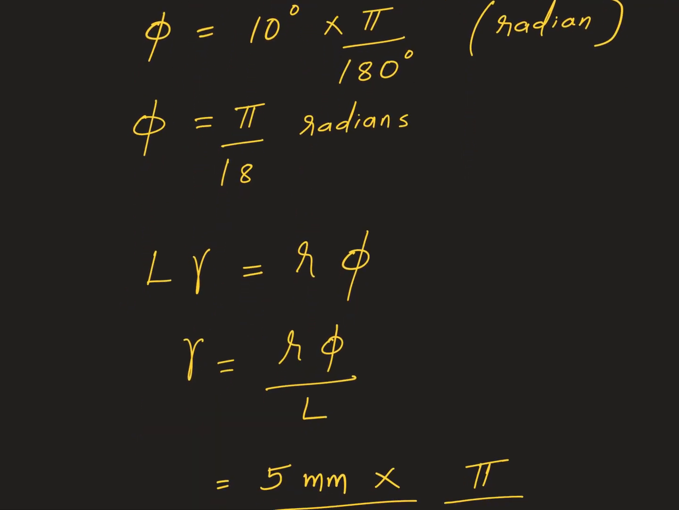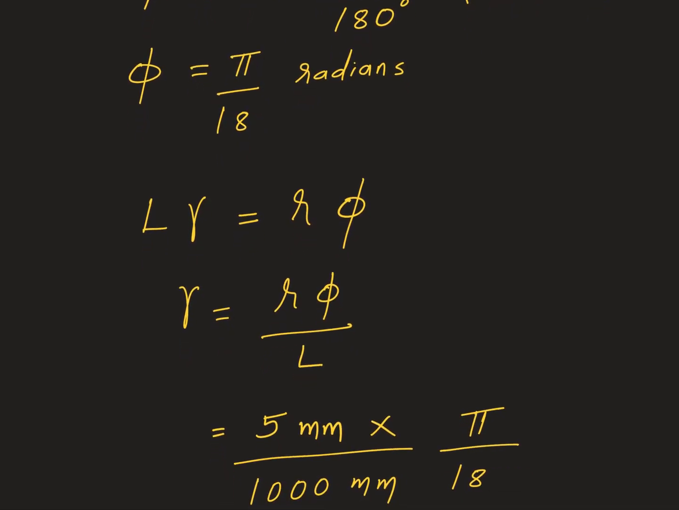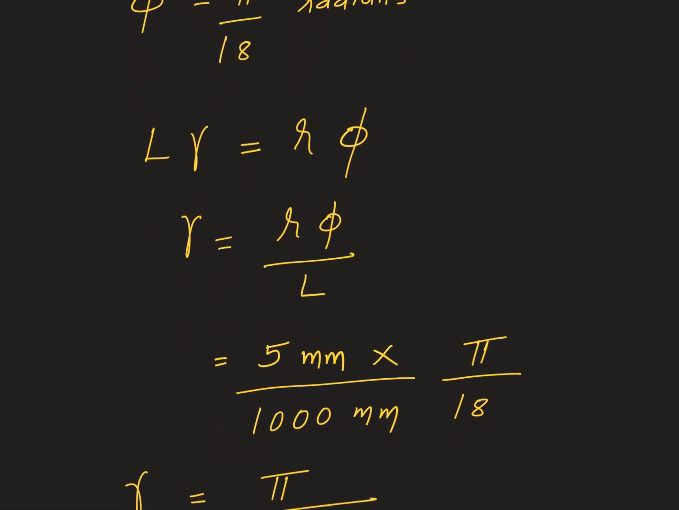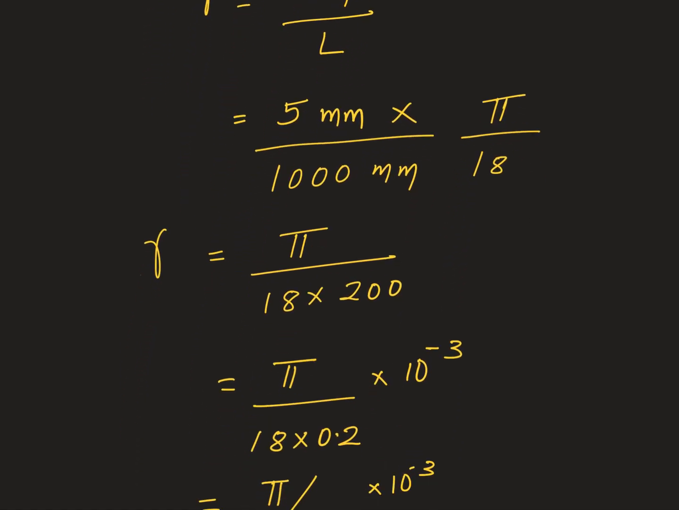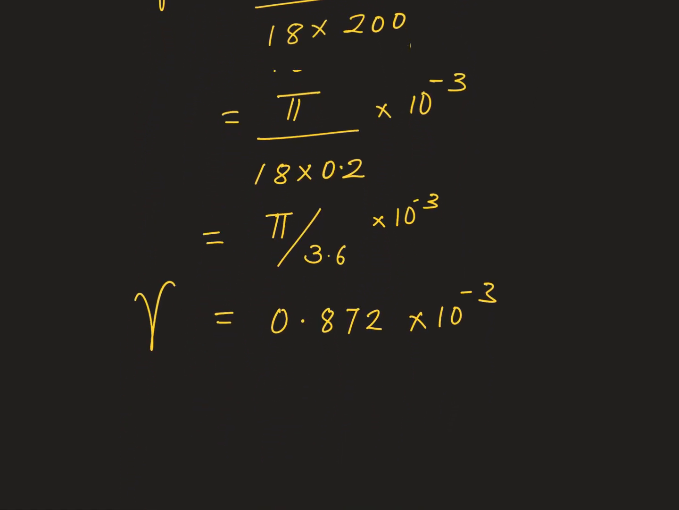Once you do that, then it's a simple plug and check. So gamma is your shear strain, L is the total length of the bar, and it is equal to r times phi. Then you have this expression, it tells you this is the amount of shear strain.